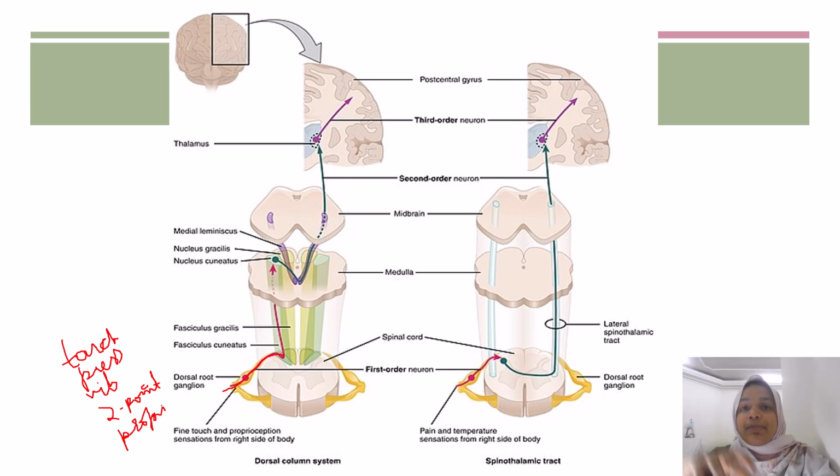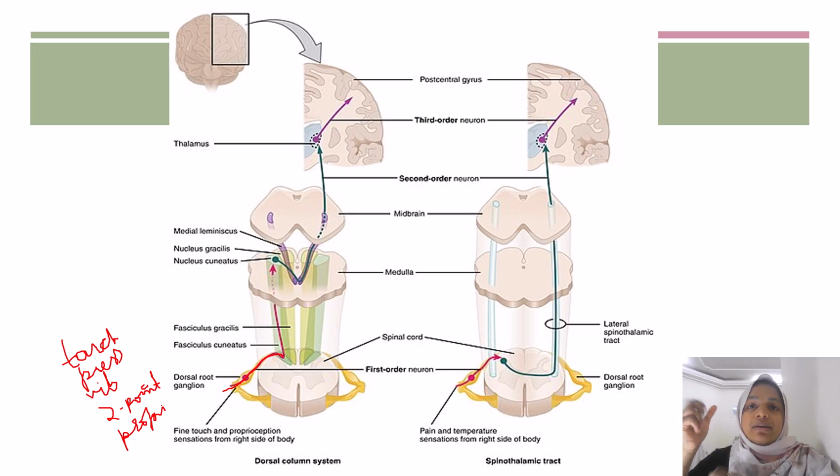Once you reach the medulla, the running fibers are called fasciculus gracilis, which is more medial, and fasciculus cuneatus, which is lateral. Gracilis is concerned with the lower limb fibers, and cuneatus is the upper limb and cervical fibers. That reaches the medulla. In the medulla, there is nucleus gracilis and nucleus cuneatus.